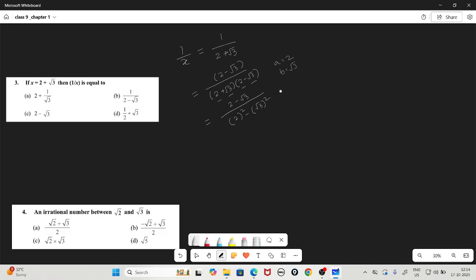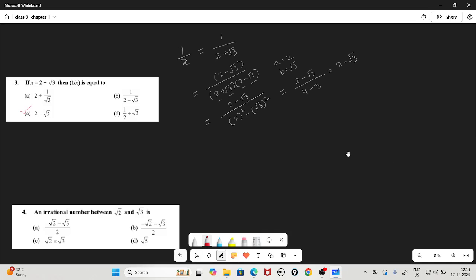Okay, understood? Now we'll just simply solve it. The denominator will be 4 minus 3, and the numerator will be 2 minus root 3, so the result is equal to 2 minus root 3. So if we now look at the options, option C is what we have to tick. Okay, so I hope you have understood this part.